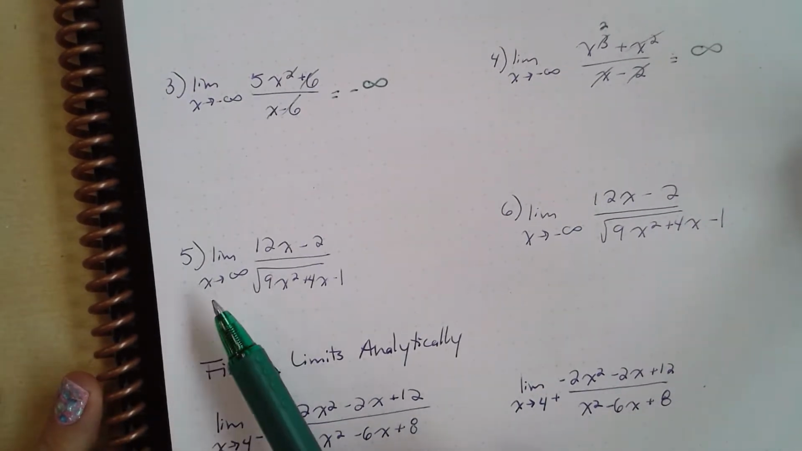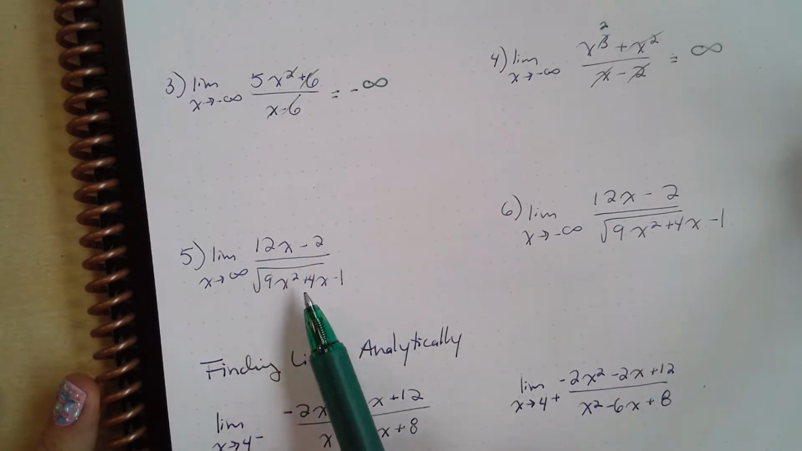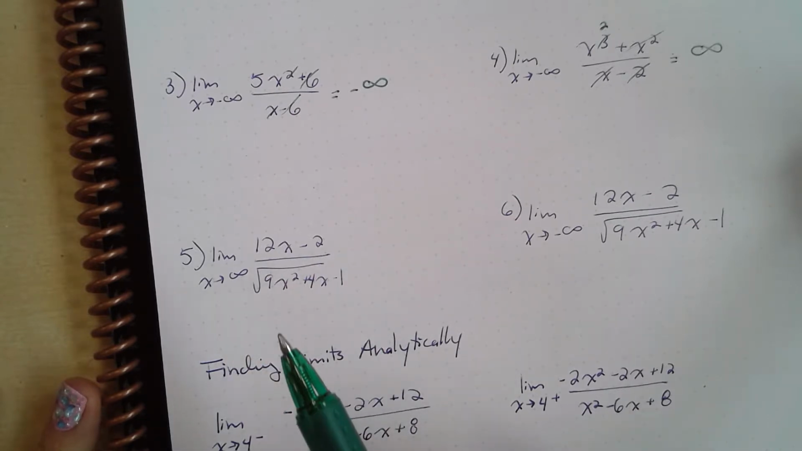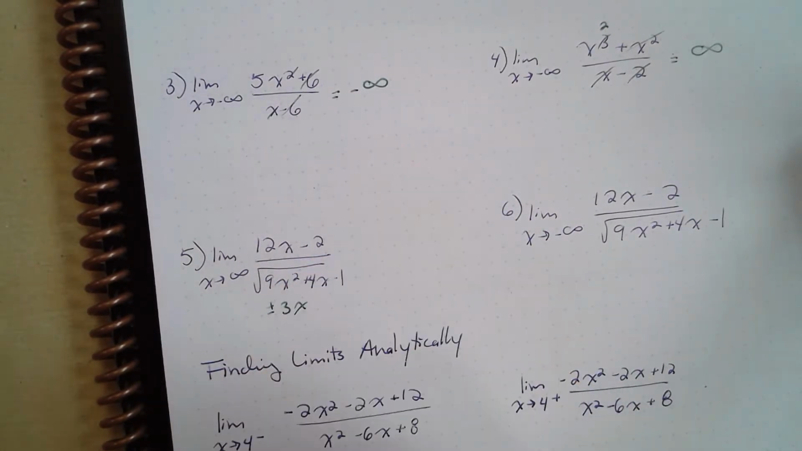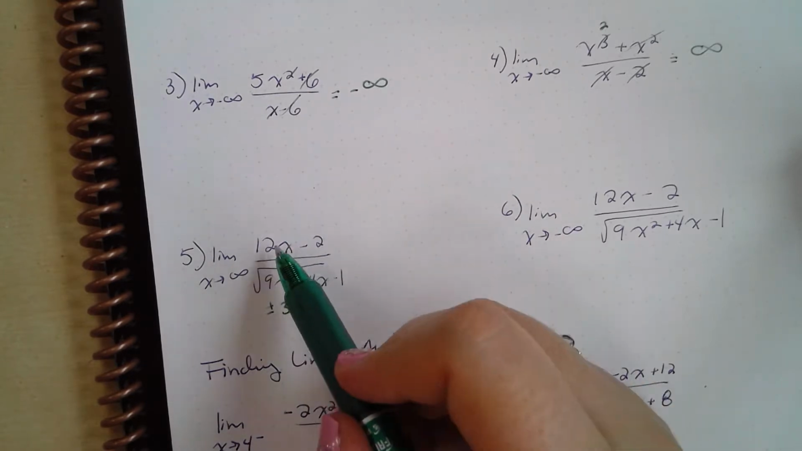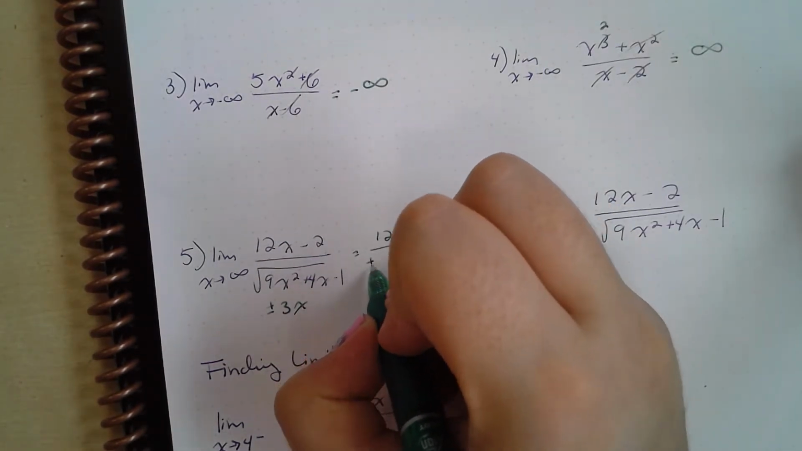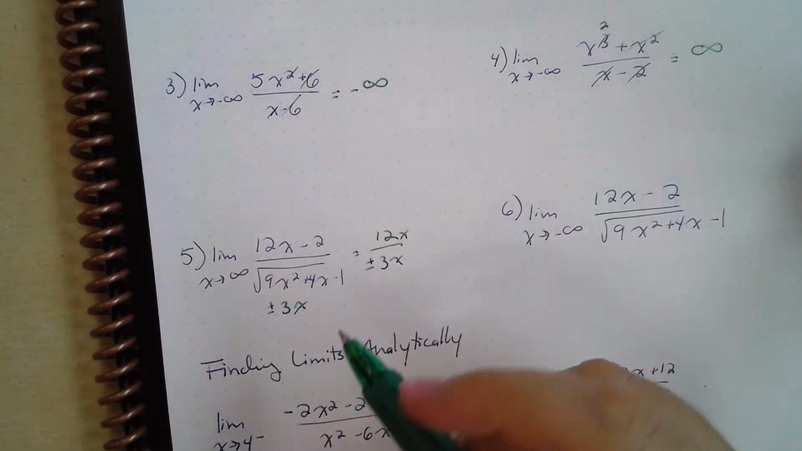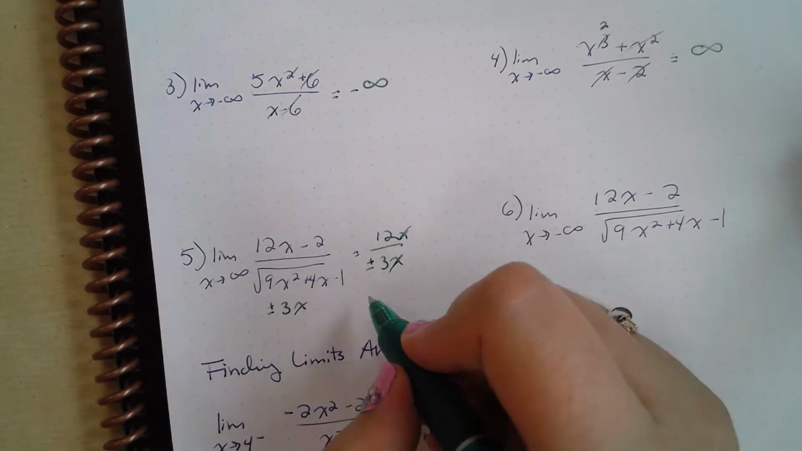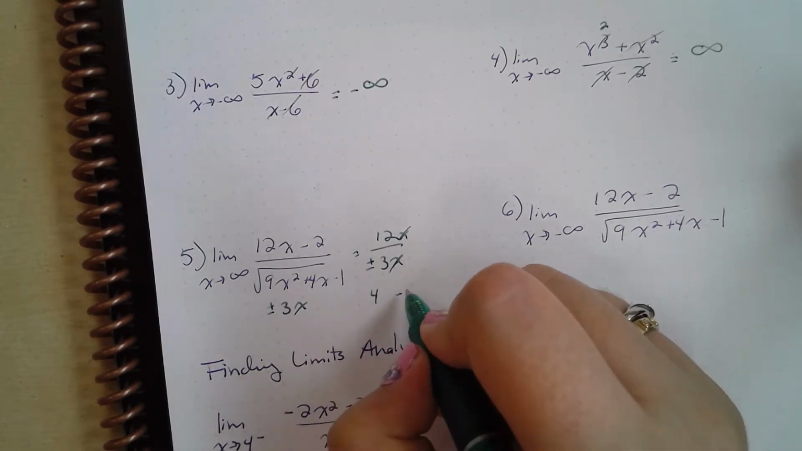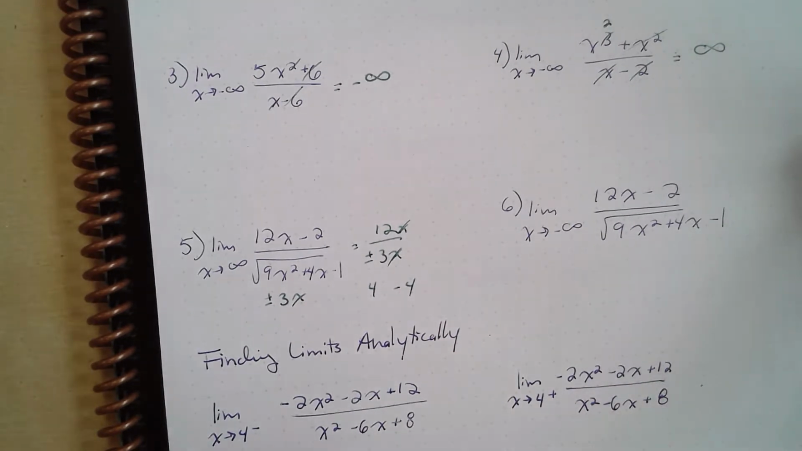Number 5, we have the limit as we go towards infinity of 12x minus 2 over the square root of 9x squared plus 4x minus 1. Well, if we take the square root of this, we end up with plus or minus 3x, right? Well, now we have 12x over plus or minus 3x. I need my x's there. So these cancel out, and so now I have 12 over 3. So I'm going to have positive 4 and negative 4. That's actually where my asymptotes are going to be, at x equals 4 and negative 4.